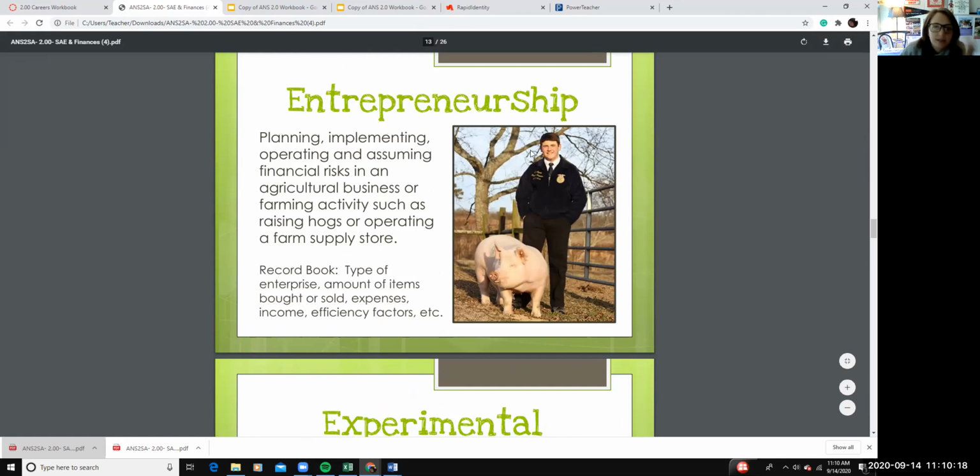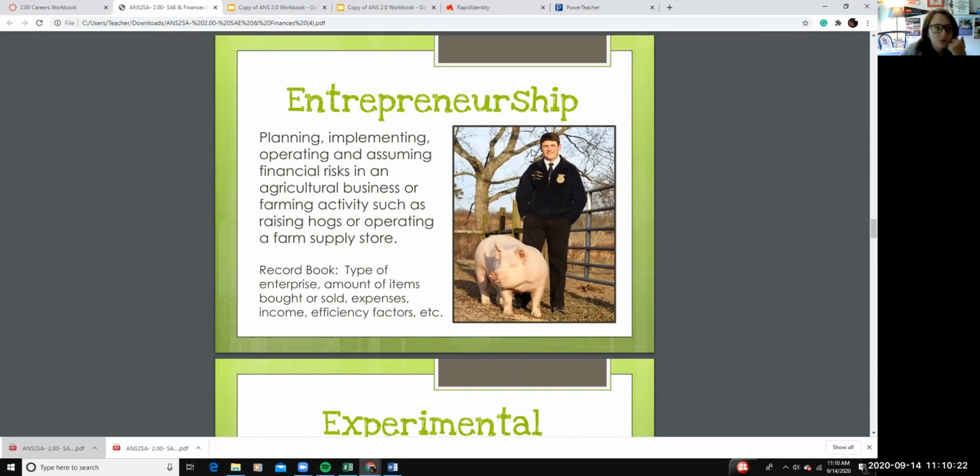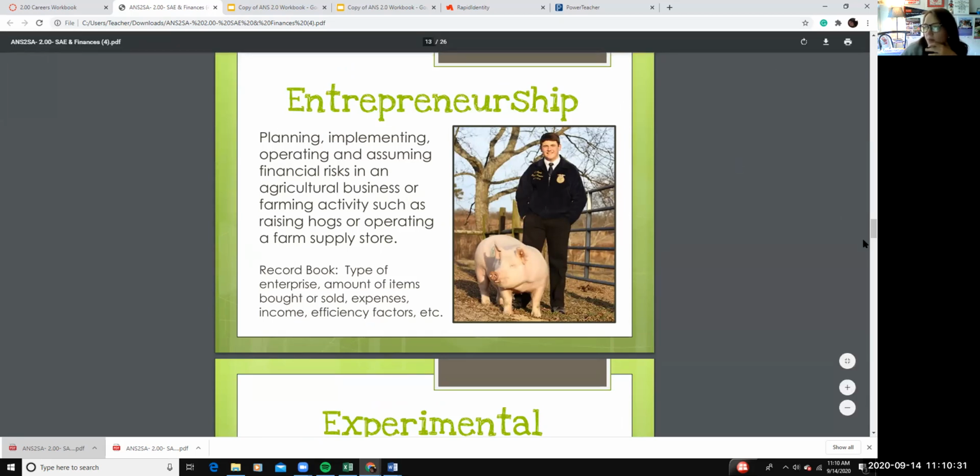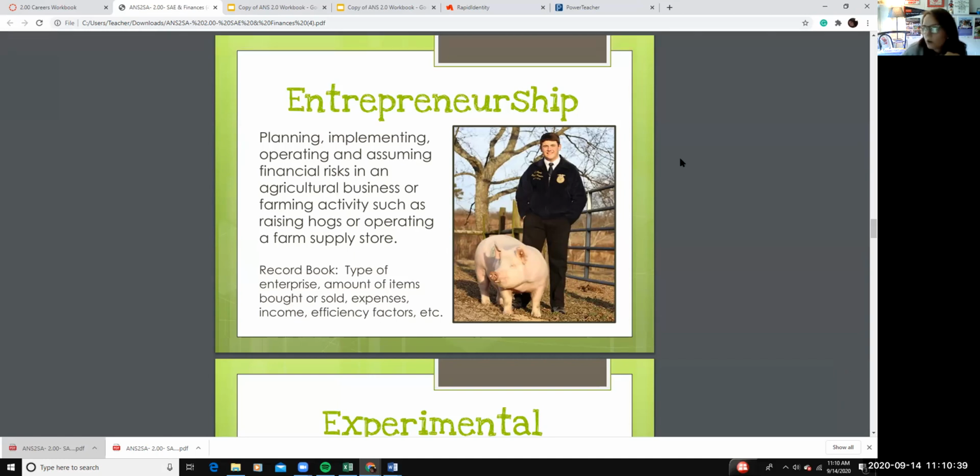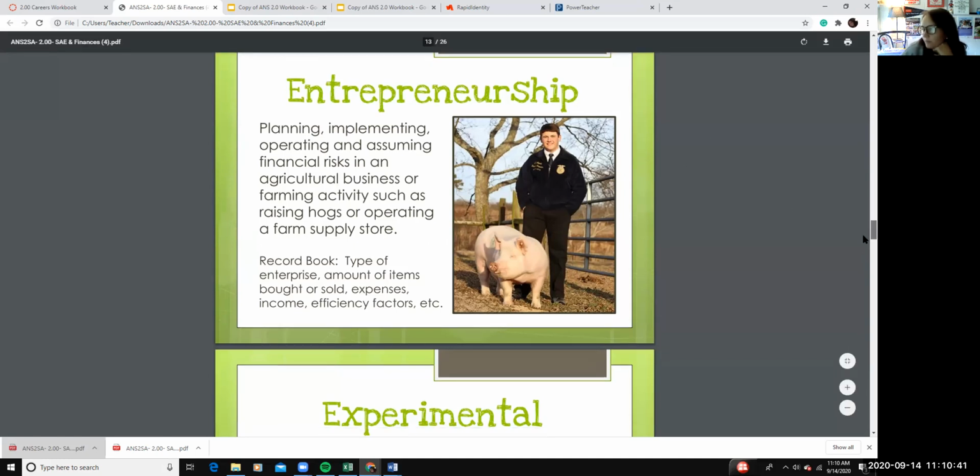Entrepreneurship, basically owning your own business, whether that's a dog walking business or maybe you own your own lawn and garden care business or pet sitting business, anything like that would be entrepreneurship, because that means you're taking the financial risk. You're putting all your money into something, hoping that you get a good return for that money.